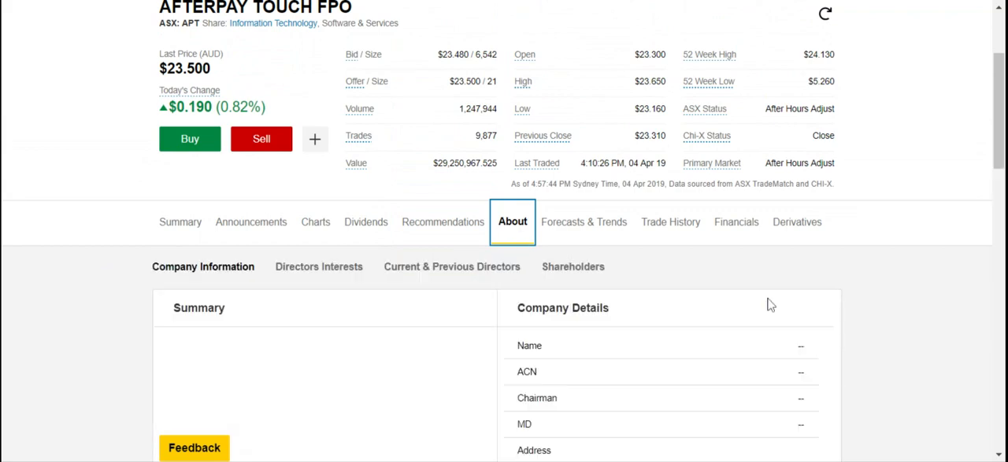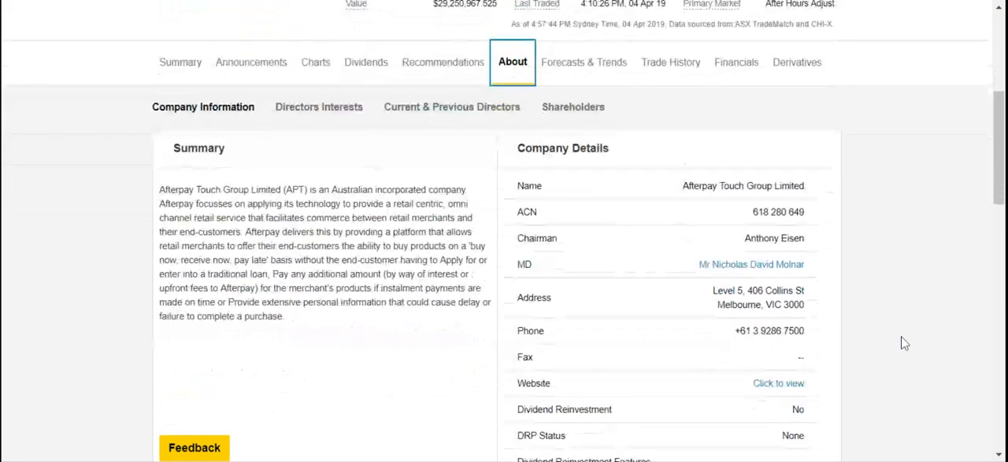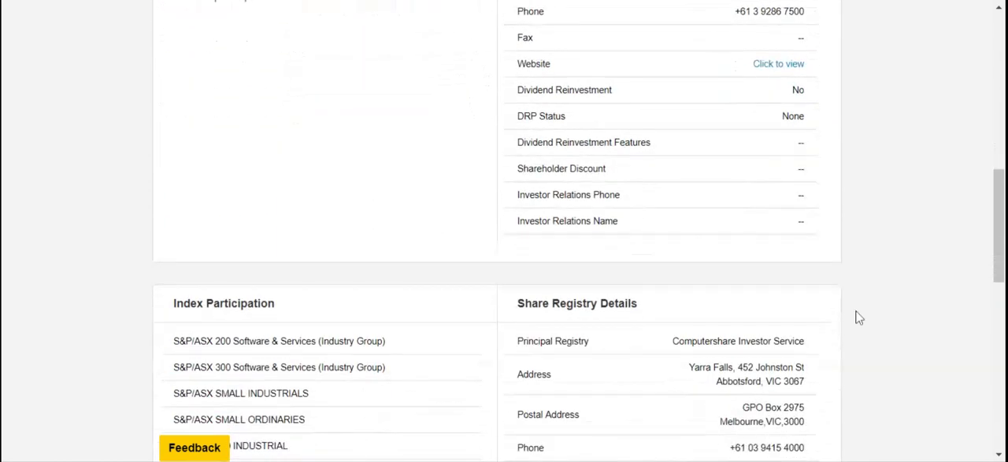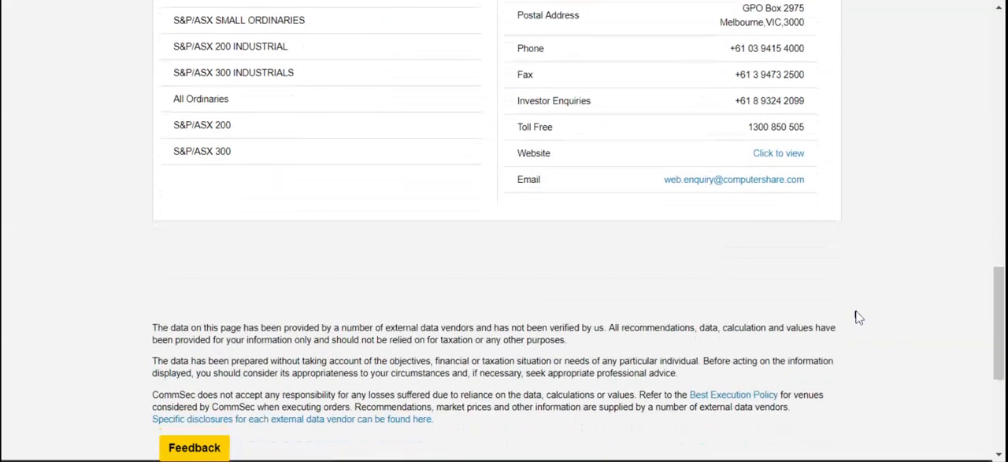About, it tells a little bit more information about the company. It's the same sort of summary as on the homepage. I do like that you can click through the website and a few little bits and pieces like that if you need to have a bit deeper of an explore.